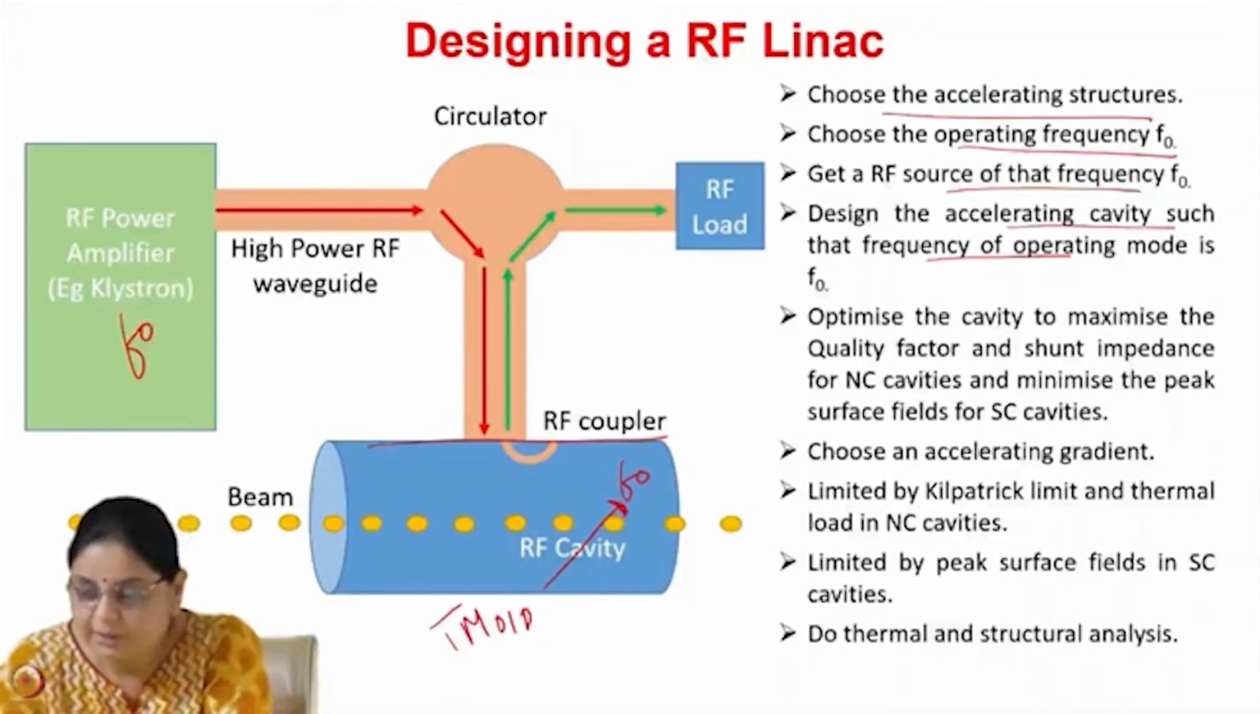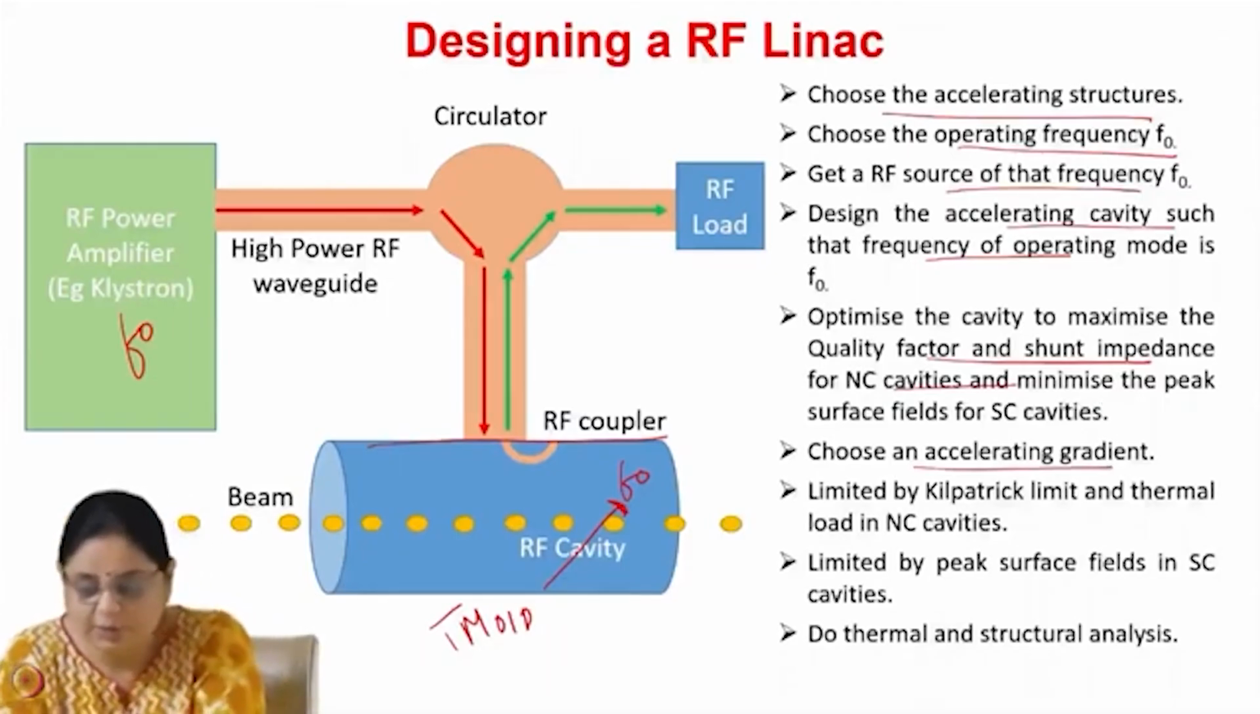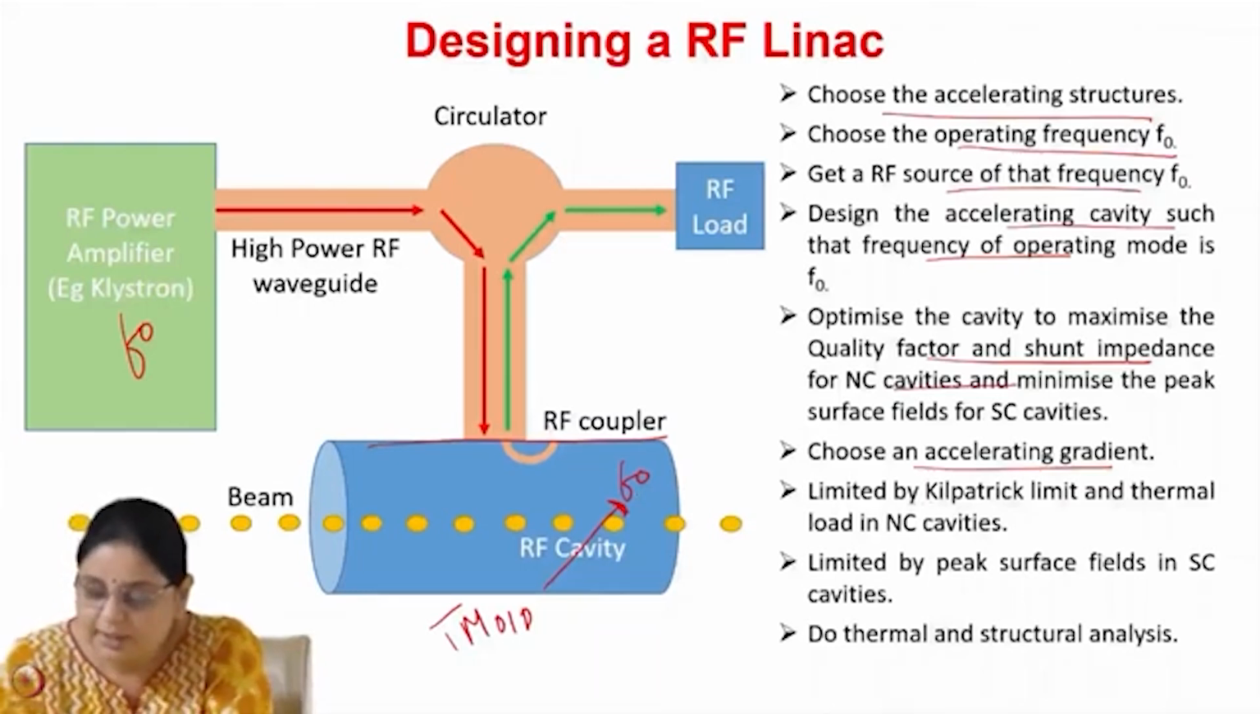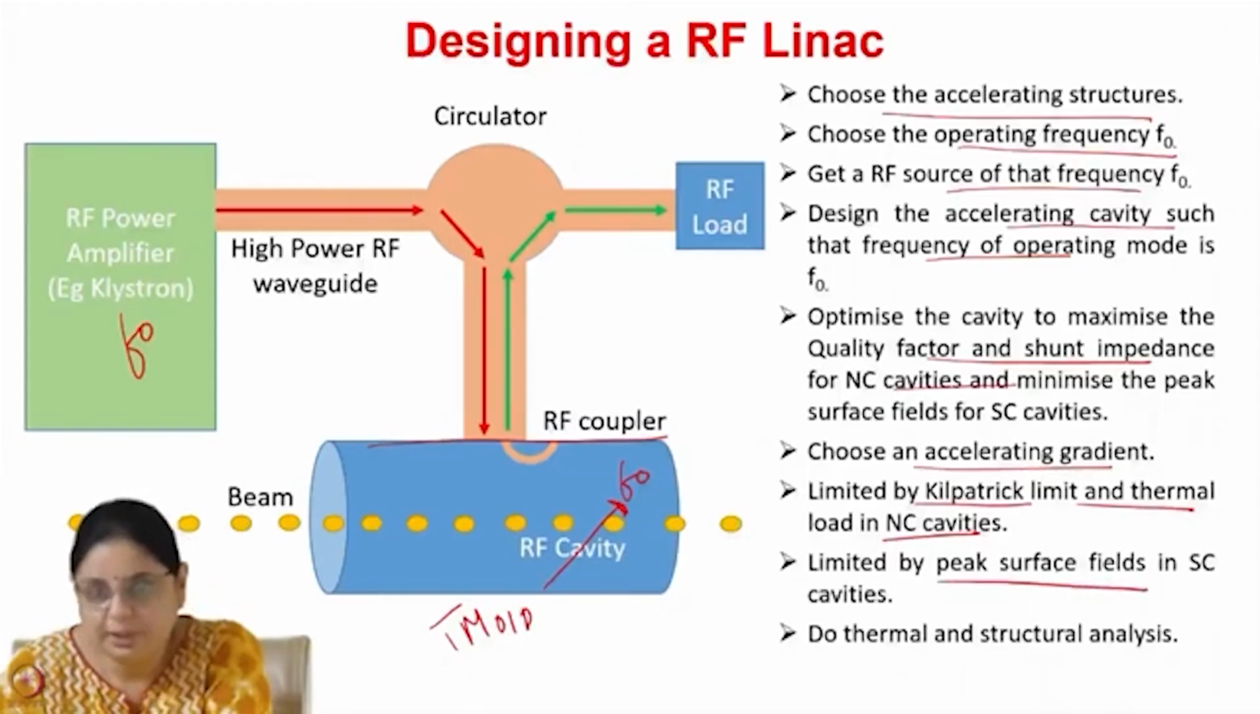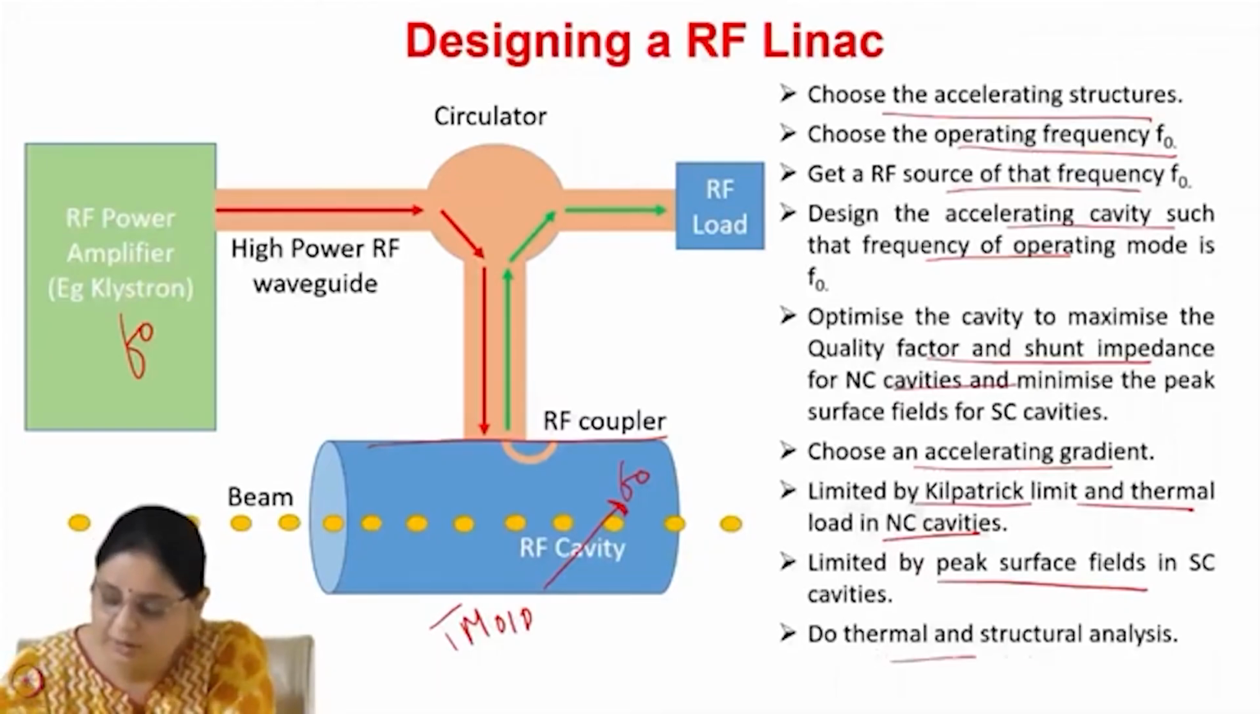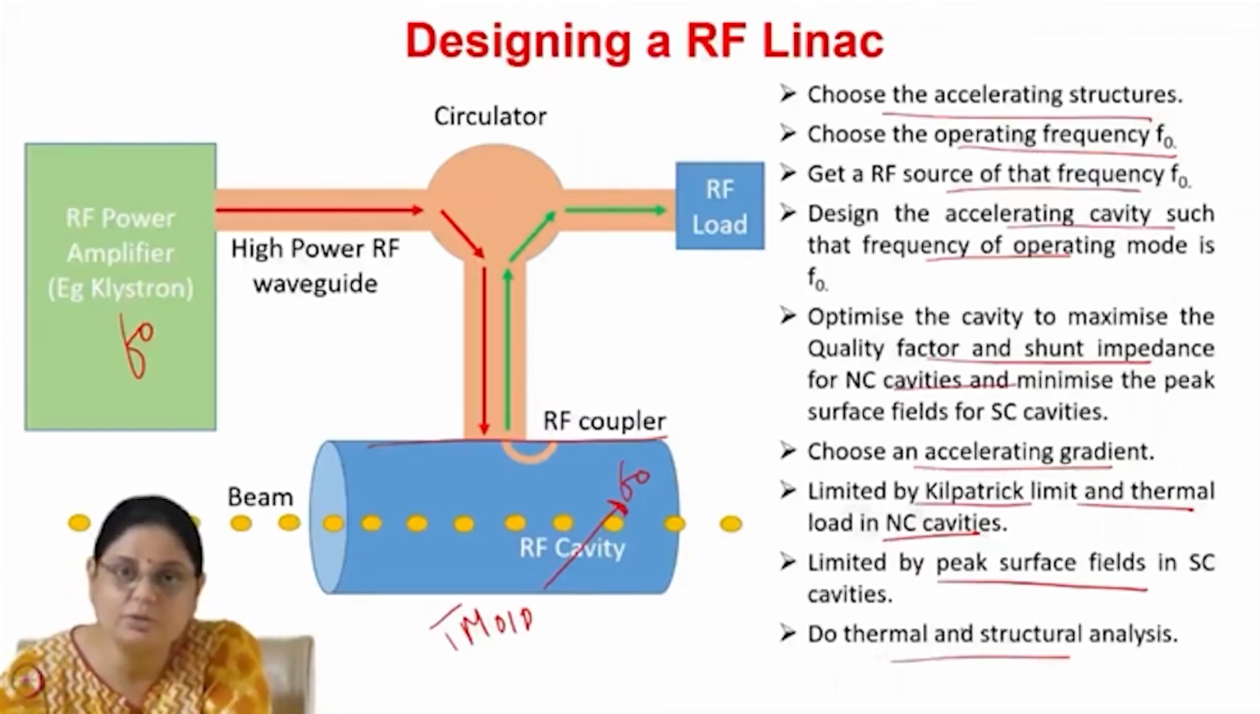Then optimize the cavity to maximize the quality factor and shunt impedance for normal conducting cavities, and minimize the peak surface fields in the case of superconducting cavities. Then choose an accelerating gradient, the value of which is limited by the Kilpatrick limit and thermal load in normal conducting cavities, and by the peak surface fields in superconducting cavities. Finally, after doing this electromagnetic design, you do a thermal and structural analysis. So this is what goes into designing a linear accelerator cavity.